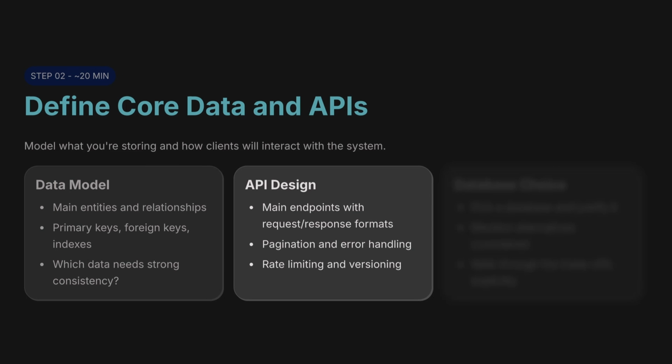Next part of this stage is to also define the API contracts, like what are the main endpoints with request and response formats. Here it will also be good if you can talk about pagination, error handling, rate limiting, versioning, and also follow the best practices of REST API in case you're using REST type of APIs, which in most cases is the case.